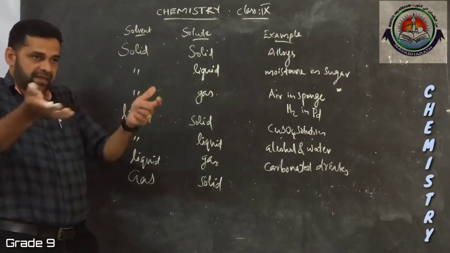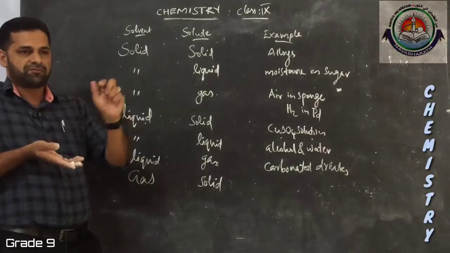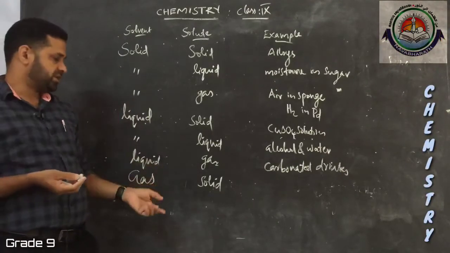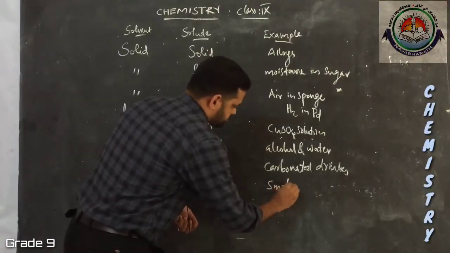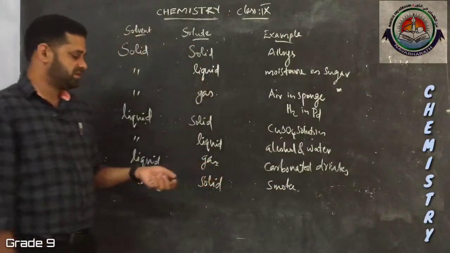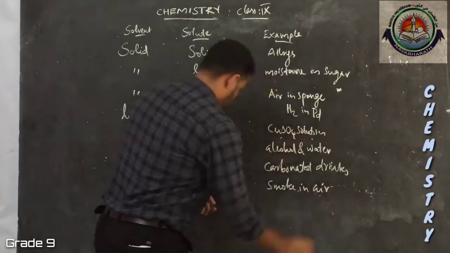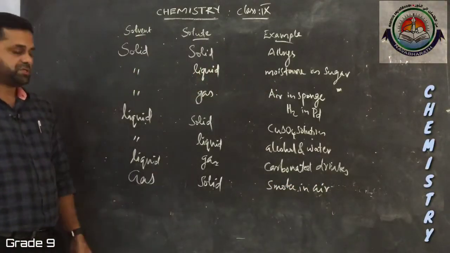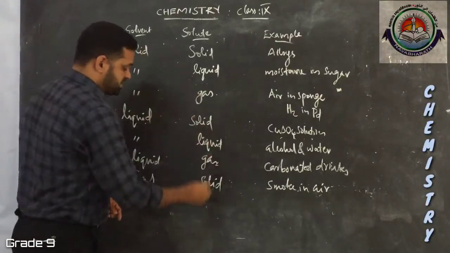So naphthalene on heating gives a gaseous solution where the naphthalene solid particles are dispersed in air. So air is the solvent there and small pieces of naphthalene. Smoke in air is also an example of a gas-solid solution.